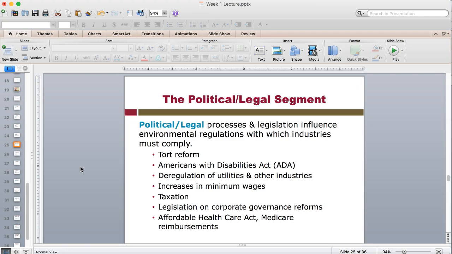We hear a lot about the Affordable Care Act and what the future of healthcare in this country is, increasing the minimum wage, all of those things, and deregulation. All of those things are political activities. The question is whether they're long-term trends.